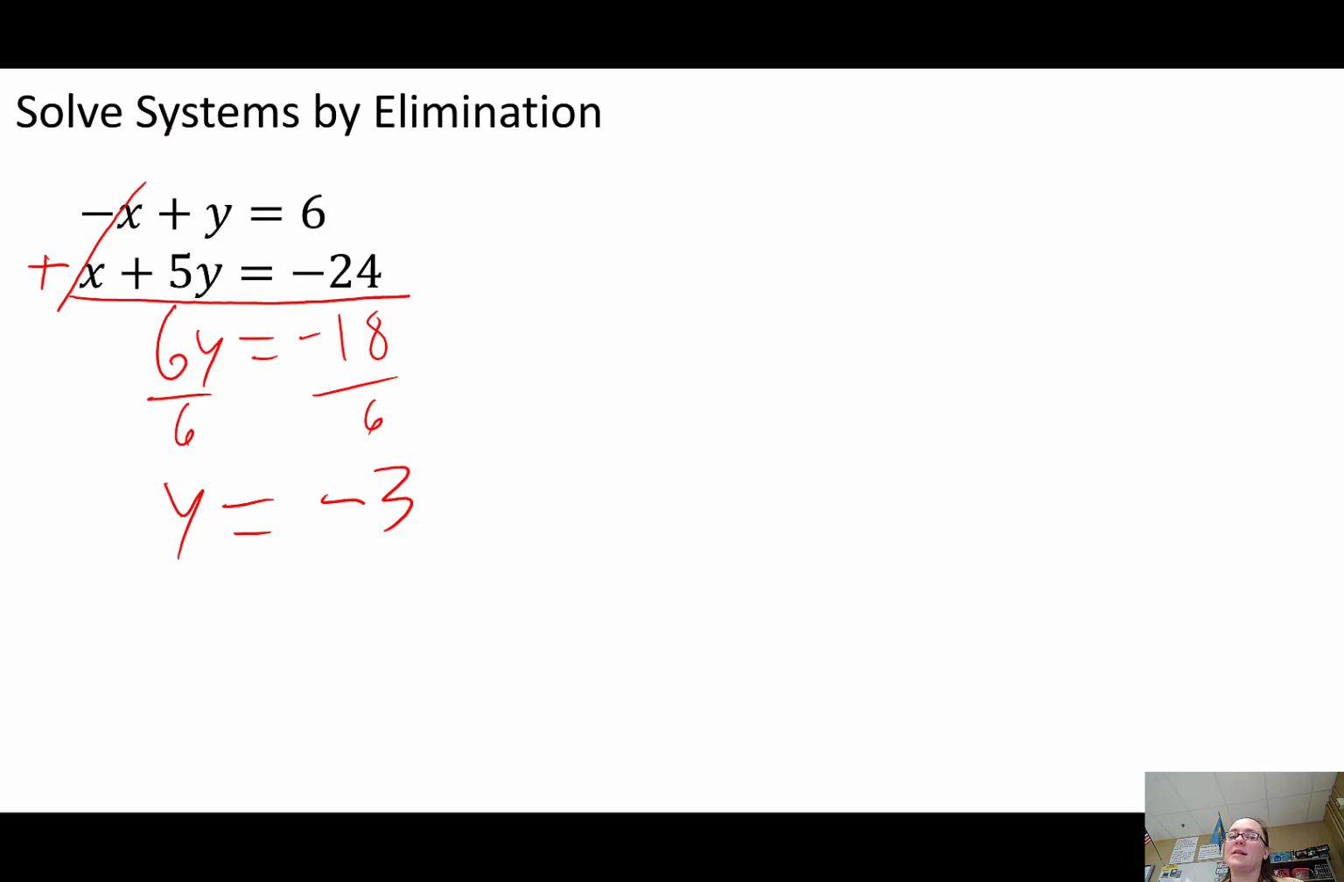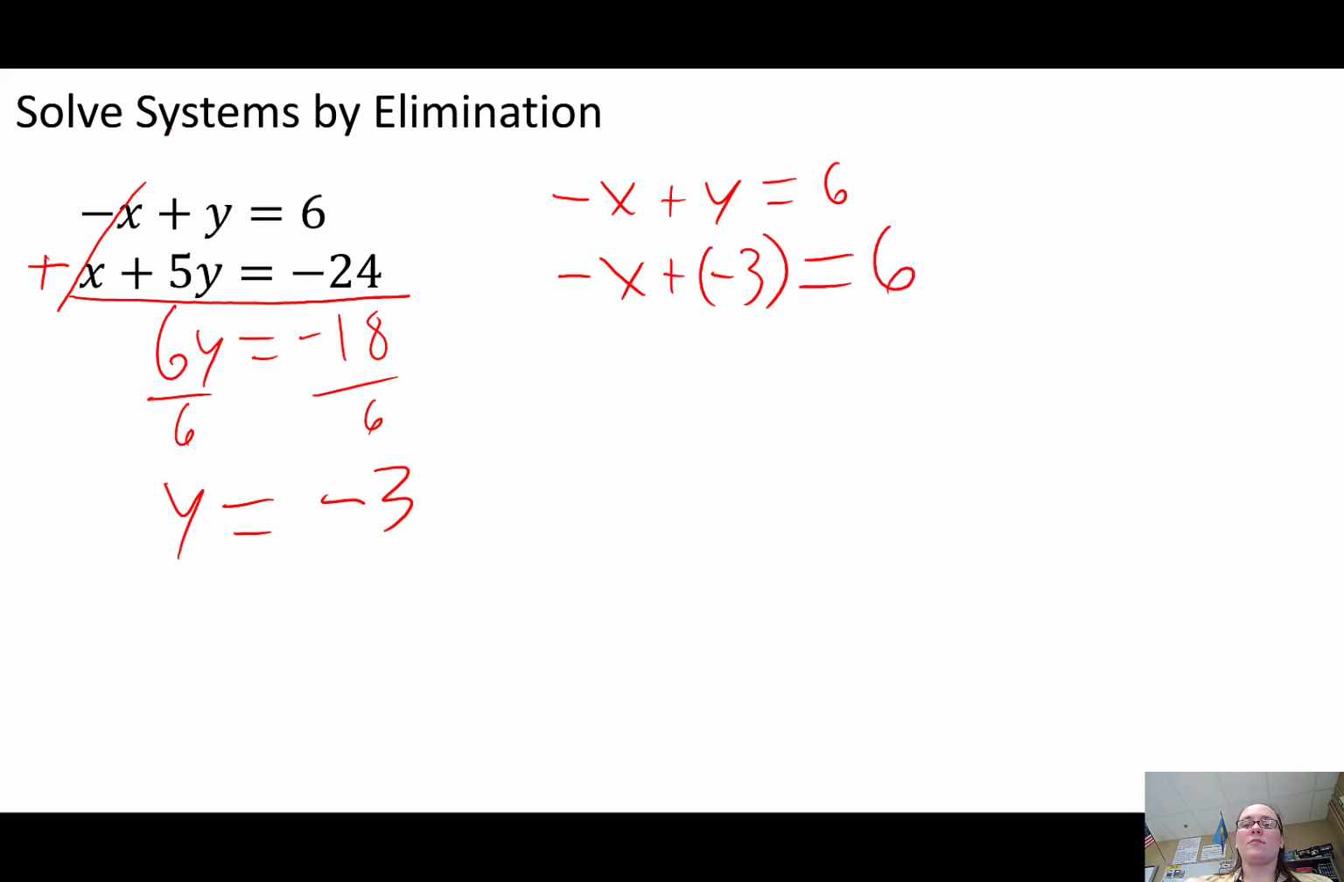It does not matter which equation I use. I'm just going to use the top one for this sake. So we've got negative x plus y equals 6. That's the equation I'm using, and we found y to be negative 3. So we get negative x plus, plugging in negative 3 for y, equal to 6. Now I can rewrite this a little bit because plus a negative is the same thing as minus. So I get negative x minus 3 equals 6.